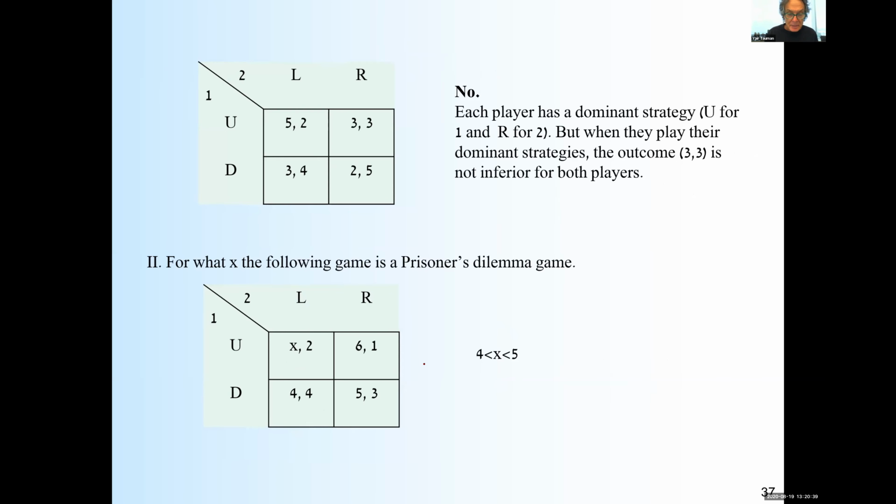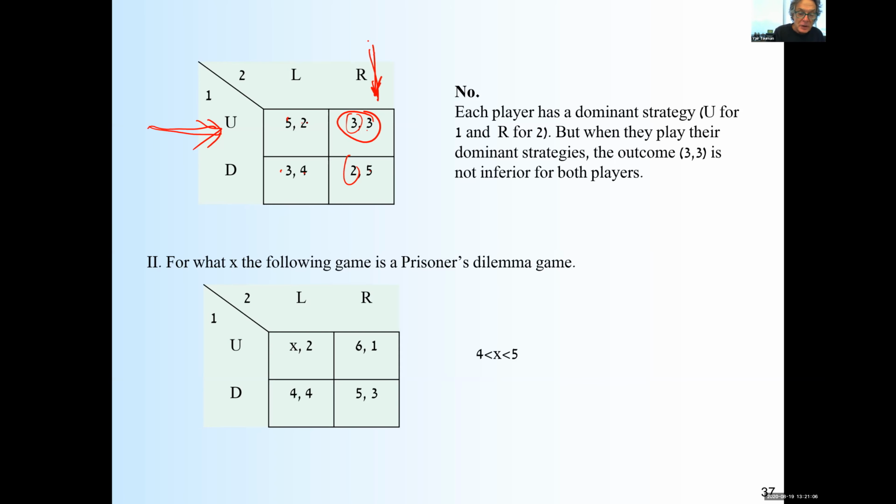Let's look at this game. We can see that up is strictly dominant. Why? 5 is more than 3, 3 is more than 2. Good. Does player 2 have a strictly dominant strategy? 3 is more than 2, 5 is more than 4. Yes. So she plays R and he plays up, and you have to put the arrows to know what the outcome is. This is the outcome. Is this outcome inferior?